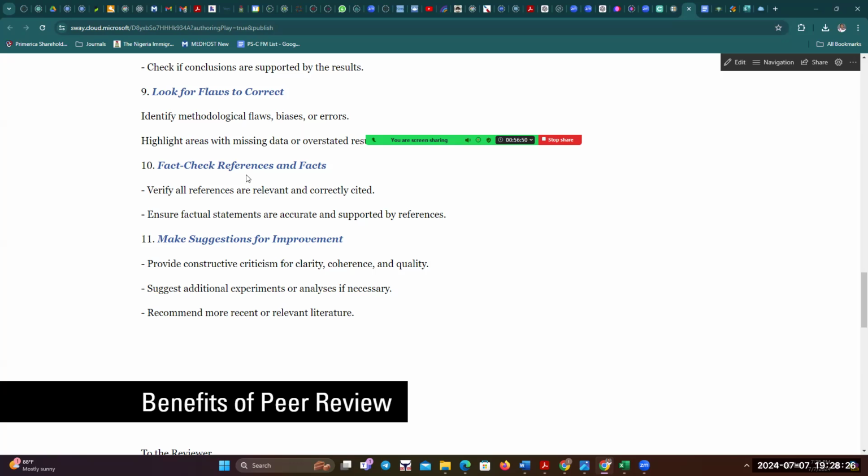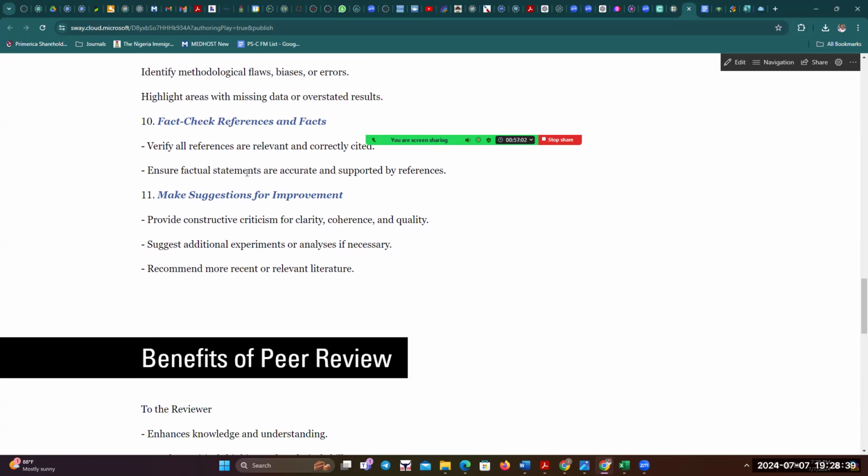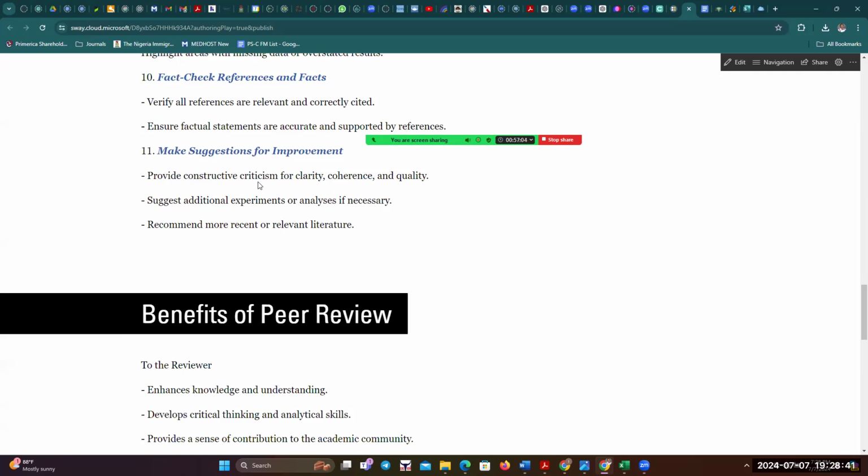So you do lots of this fact checking, and anything you see that was not properly cited, or cited in error, or was an overstatement, you point it out. Then you make suggestions for improvements, very critical. Provide constructive criticism for clarity, suggest additional ways to present the fact, additional ways to strengthen the paper. And I've said that over and over again.